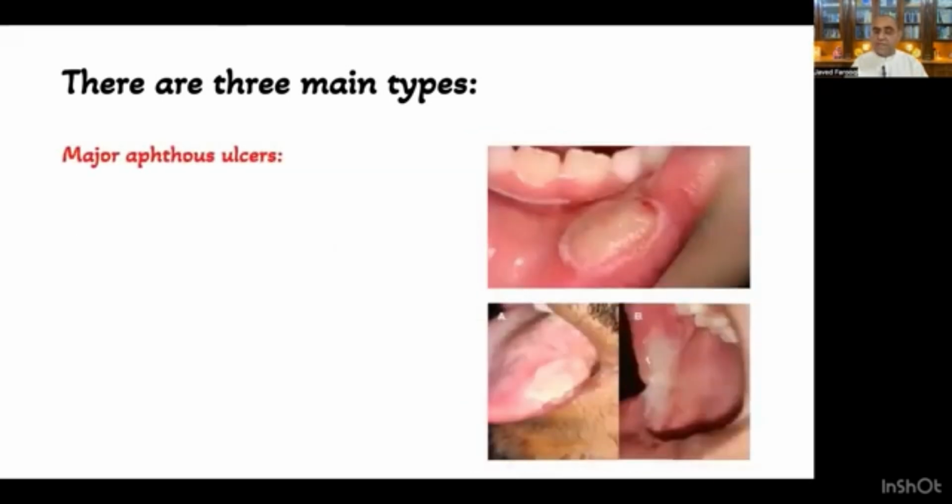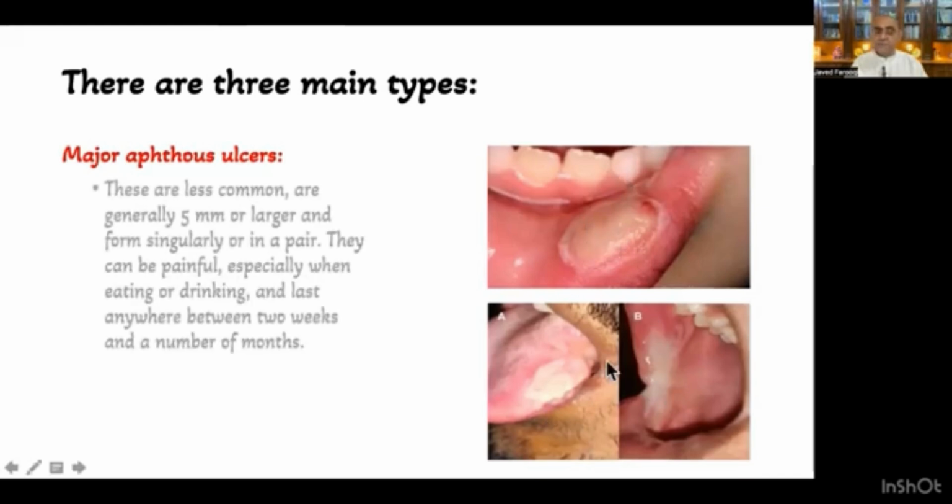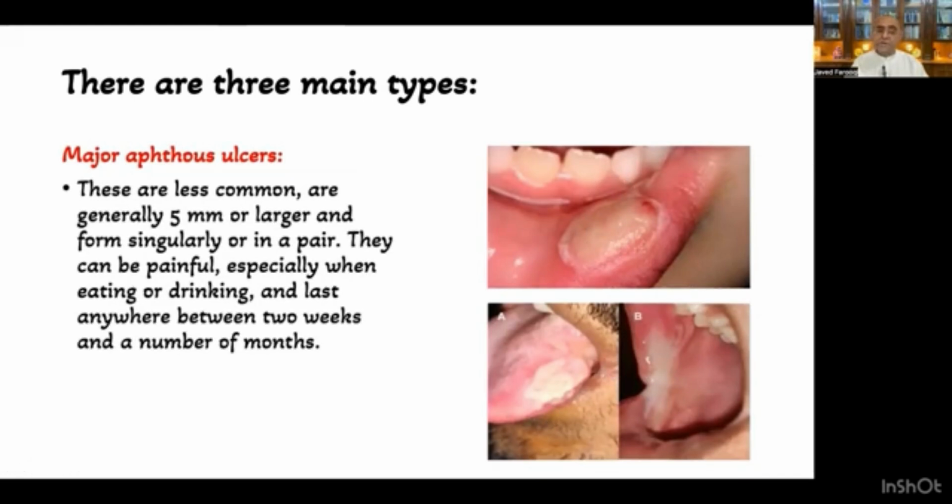Then the other type is the major Aphthous ulcers. These are less common as compared to the minor Aphthous ulcers. They are generally 5 mm or larger and form singularly or in a pair. They can be painful, especially when eating or drinking, and last anywhere between 2 weeks and a number of months. So the minor Aphthous ulcers last shorter, and the major Aphthous ulcers last longer.